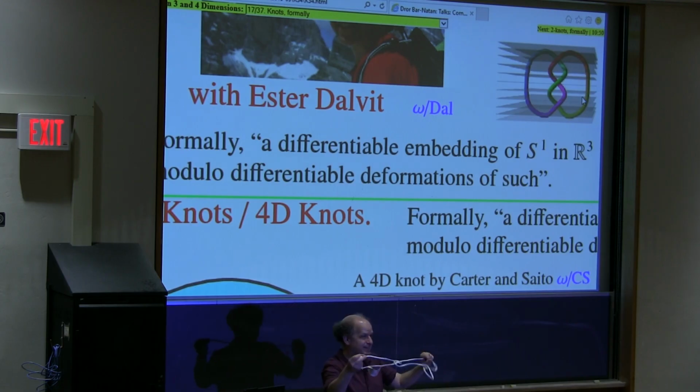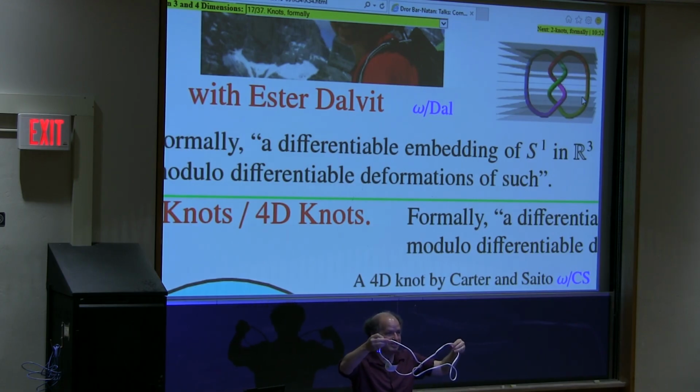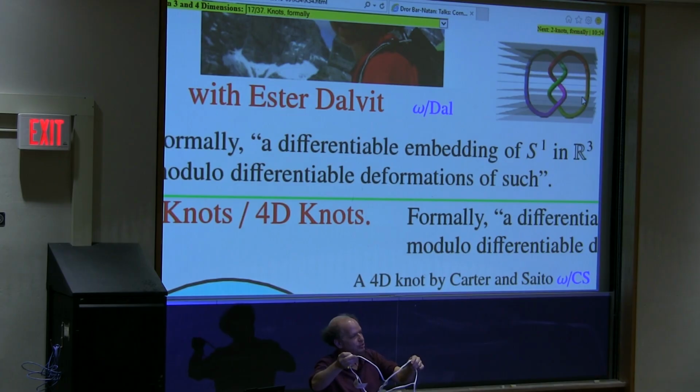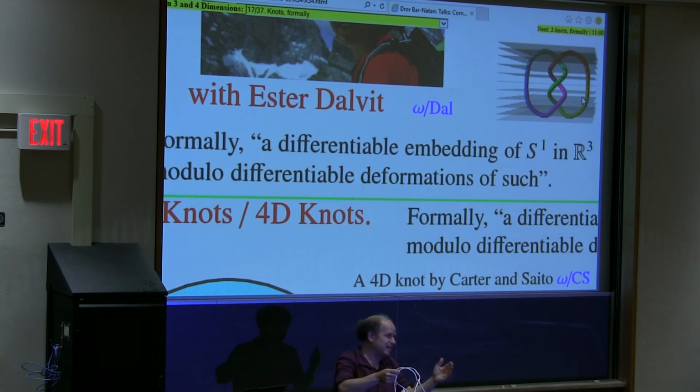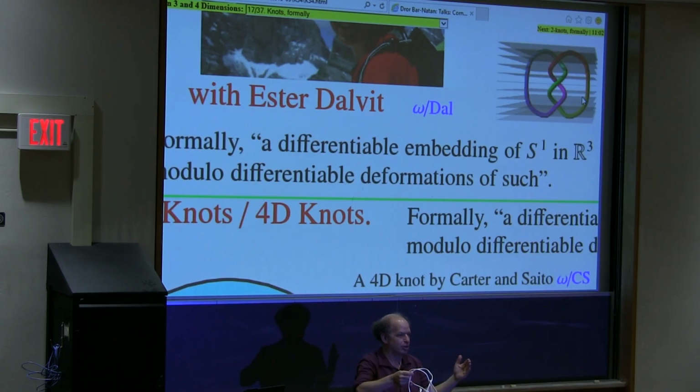Good. Except I consider two knots to be the same if I can reach from one to the other by a smooth deformation, a differentiable deformation, which stays within the space of closed curves in three-dimensional space. So this is a knot, but you know, this is the same knot because all I've done was to deform it more or less smoothly in three-dimensional space.